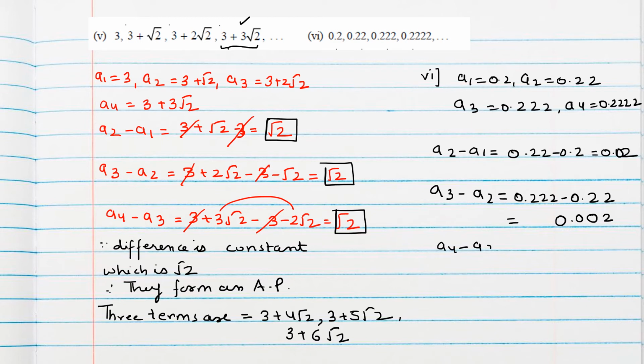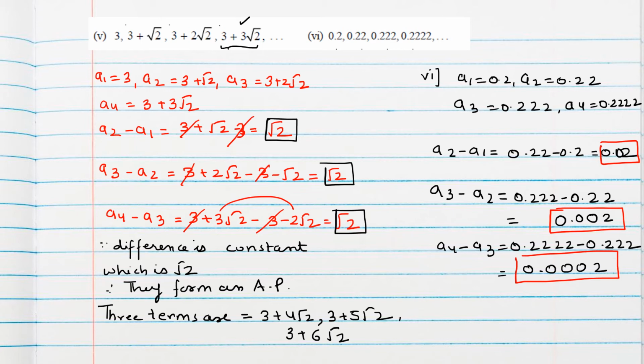Similarly, A4 minus A3, that is 0.2222 minus 0.222, will give 0.0002. So here we can observe clearly, 0.02 is not the same as 0.002, and this is not the same as 0.0002. That means the difference is not constant. So if the difference is not constant, it is not an AP. So no need to find the remaining three terms.